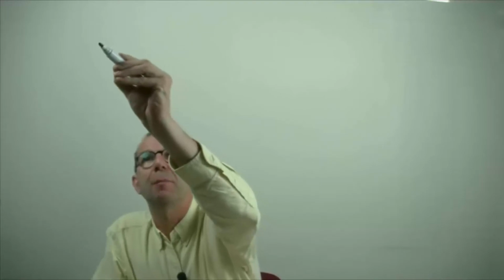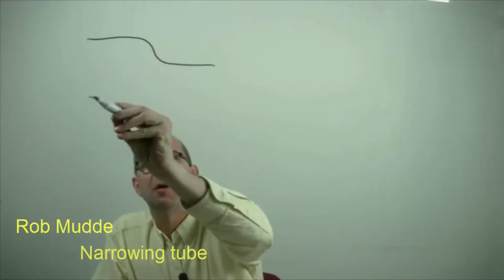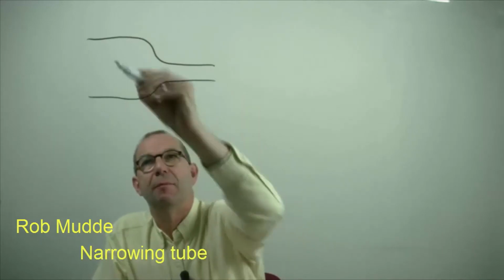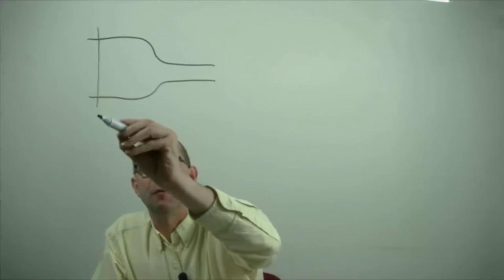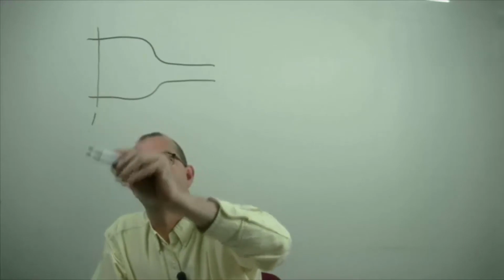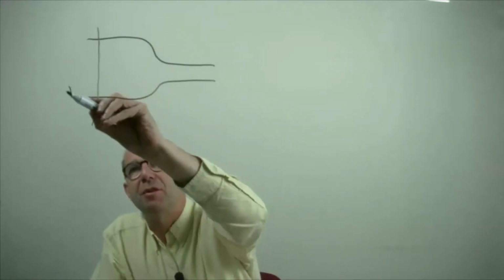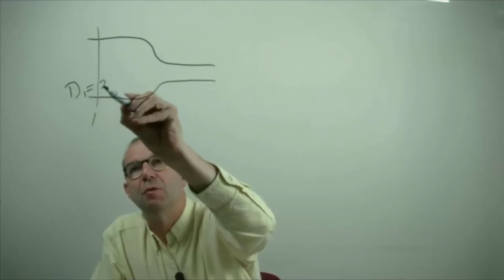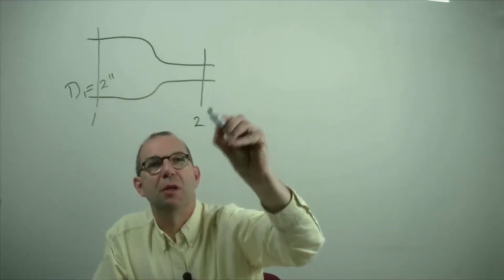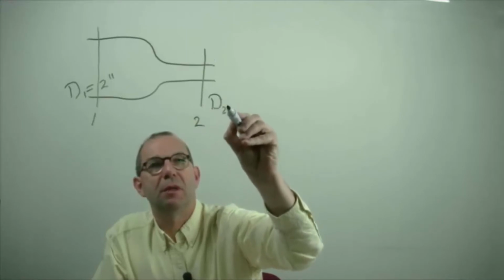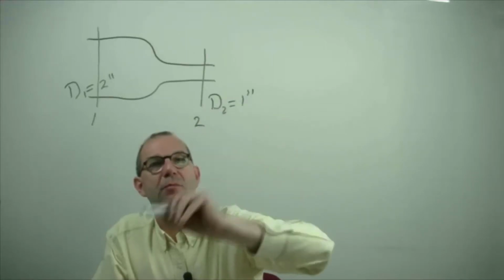In this exercise we're going to take a look at what happens with the flow that moves through a tube that is narrowing. Upstream of the narrowing at point 1, the diameter d1 is 2 inch. Downstream at 2 the diameter is only 1 inch.